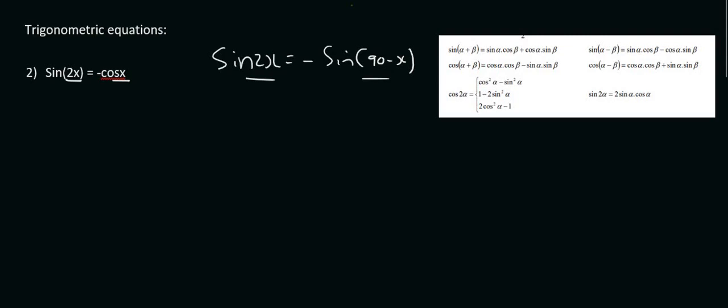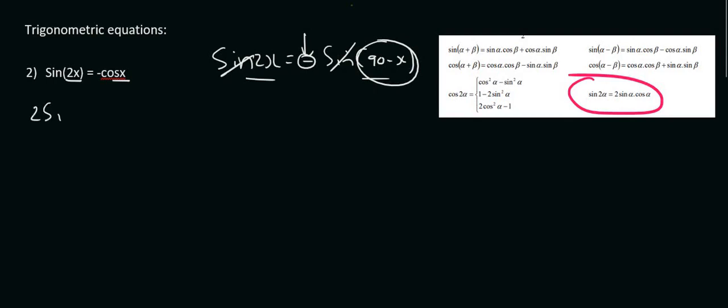You know how we did in the previous lesson where you ignore this and you ignore that, and then you work in the quadrants where sin is negative, and then this part is your reference angle. But if we're in grade 12, we can also do the following. We can change sin 2x according to this formula. We can change it to 2 sin x cos x equals minus cos x.